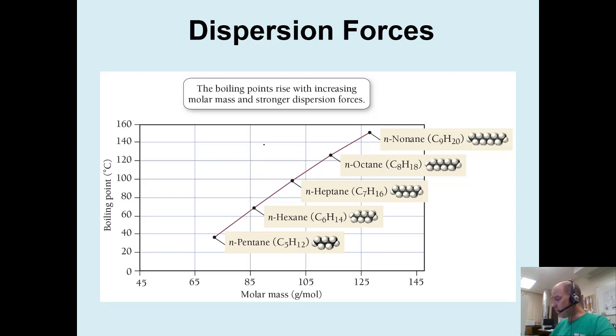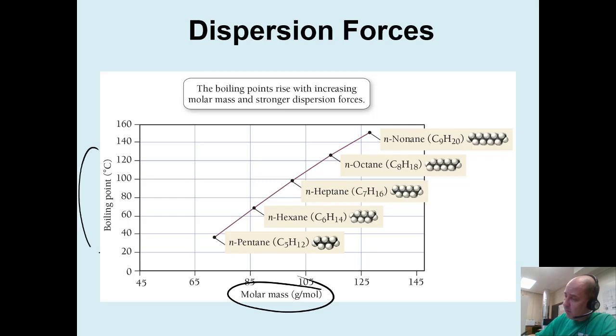All we're doing is we're increasing the carbon count, and there's a beautiful linear relationship between molar mass and boiling point here. Look how linear that is. So for every CH2, that's essentially what you're doing here. Going from 5 to 6, you're adding a CH2 group here, right?